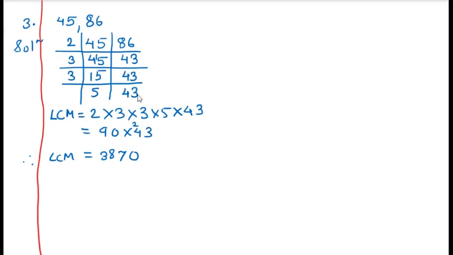So the numbers obtained in the first column and the last row give the LCM. When you multiplied them, you got the answer. That was the LCM of the two given numbers. In this sum, we didn't get an HCF, which means the HCF is 1. Okay, now let's move on to the further sum.